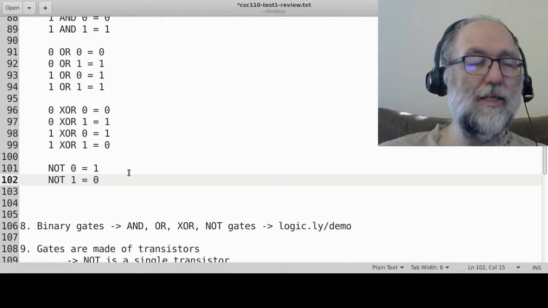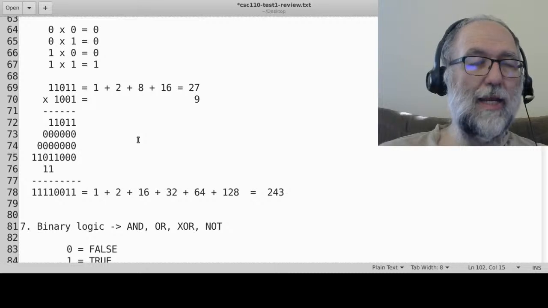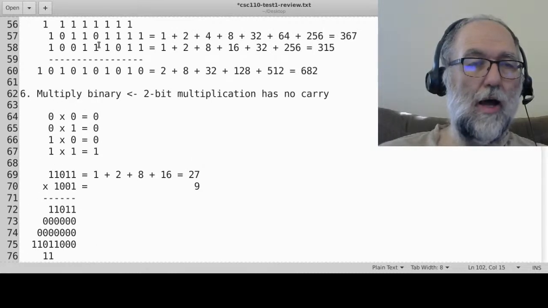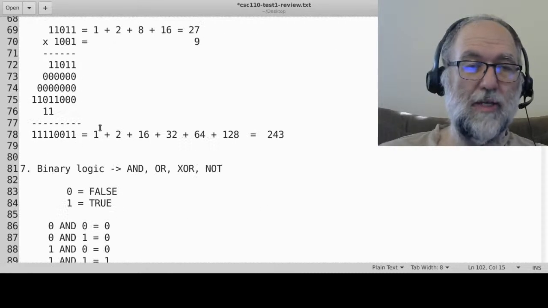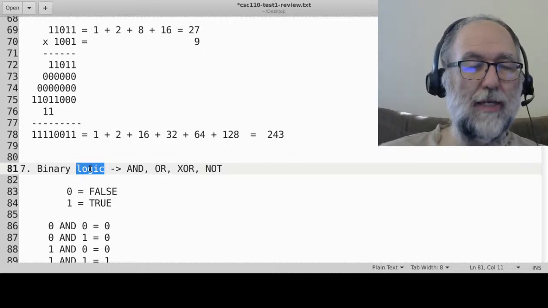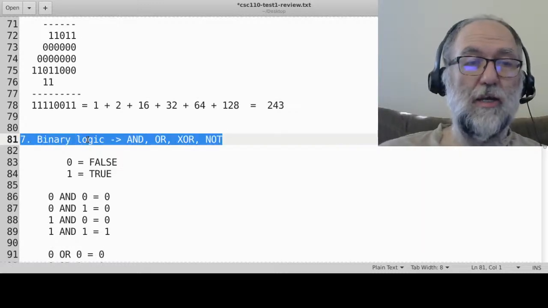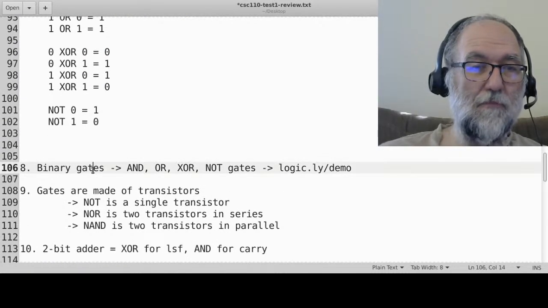Now, why are these interesting? Well, they're interesting for two reasons. One, you can take any binary arithmetic and reduce it to logic. So you could take arithmetic and reduce it to logic, and I'll do that for you in just a second. But also, you can build machines that do logic, and that's what the gates are.